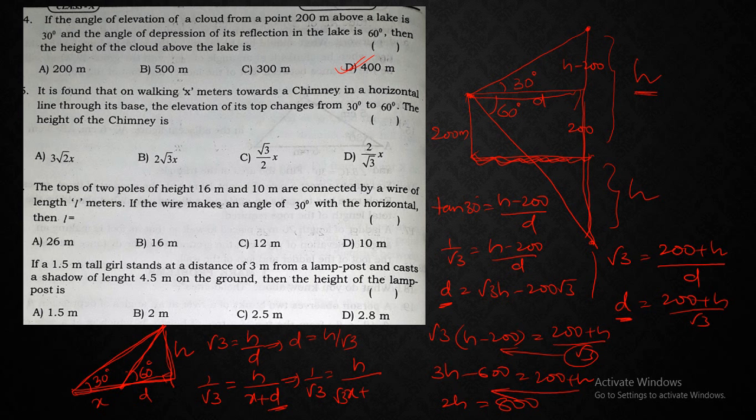So when I take LCM, this root 3 will come to the numerator. When I do cross multiplication, root 3 into root 3 becomes 3h. So 3h is equal to root 3x plus h. Now since I need the h value, if I take h to this side, this becomes 2h is equal to root 3x, h is equal to root 3x by 2. So option C is my answer, right?